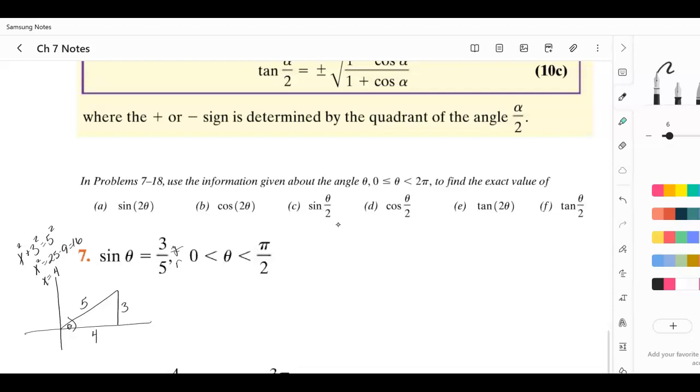So let's find the value of some of these trig functions up here. The first one, we're looking at sine of 2 theta. And that's going to be equal to 2 cosine of theta times sine of theta. So cosine of theta is 4 over 5. Sine of theta is 3 over 5. So I'm going to end up with 24 over 25.